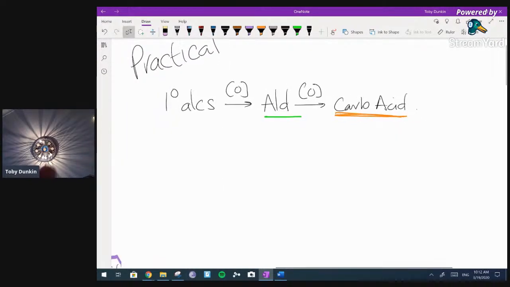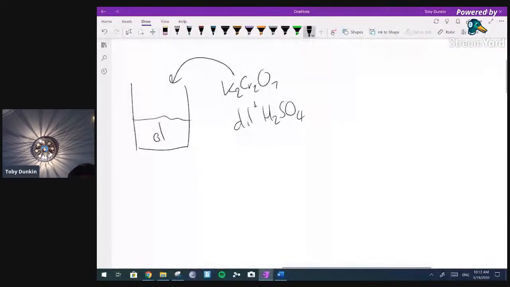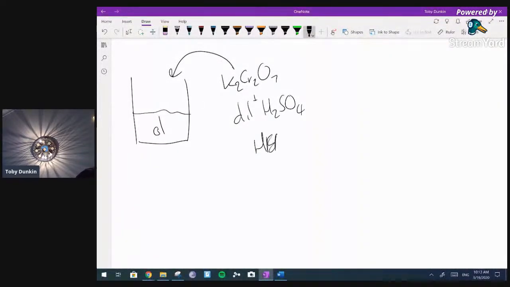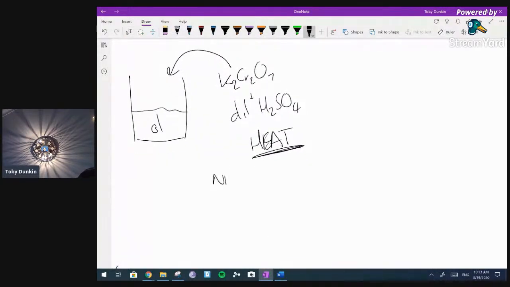Well, the first thing I need to do is I need to have a liquid alcohol. So this is my ol. I need to be able to add to it K2Cr2O7 and dilute sulfuric acid, dilute H2SO4, and then I need to heat this. So there's a problem with that, folks. The problem is heating anything. Heat is always needed. We know this. Heat required.